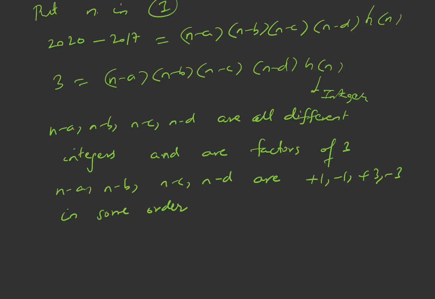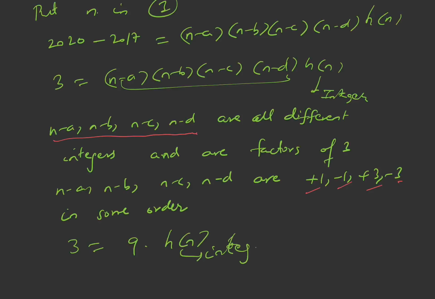Because for 3 you have only 4 factors, right? And n minus a, n minus b, n minus c, and n minus d are 4 factors of 3 and all different. So this should be 1, minus 1, 3, and minus 3 in some order, right? So then you can write 3 is equal to, and this would be 9, right? 9 into h of n.